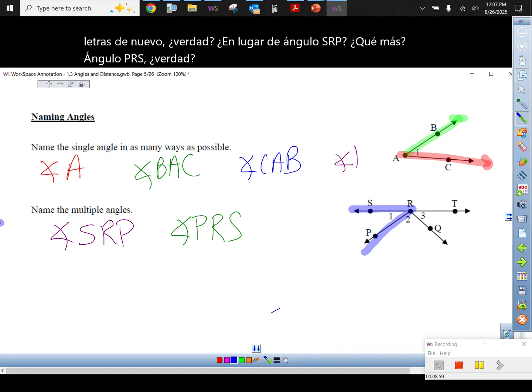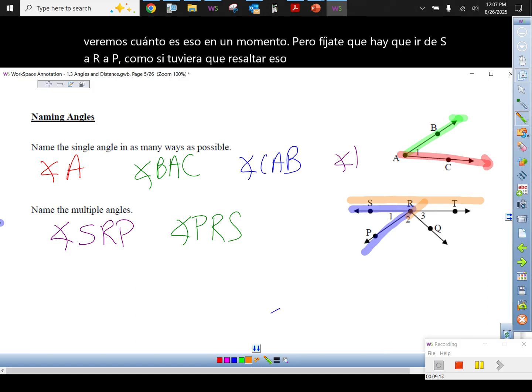It is, yes. It's not the angle we're talking about. The question was asked, what if we went straight across? That is an angle. We're going to talk about that in a little bit, but you're cool that it's not the blue angle that I have highlighted. But yes, it is a different angle, and we'll see how much that is in a little bit. But notice to go from S to R to P, like I had to highlight that in blue, so that's what we're talking about.